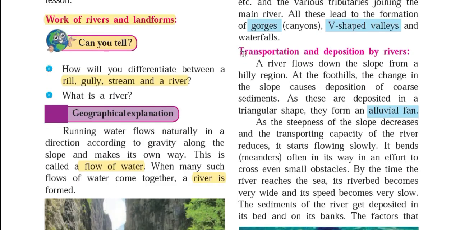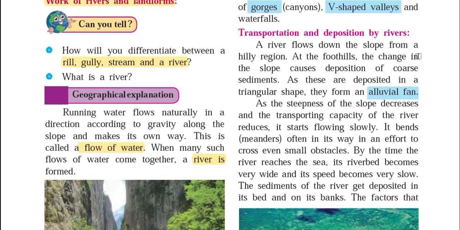Okay, then the transportation and deposition by the rivers. So how does a river do this particular work, transportational work and depositional work? Let's see. A river flows down the slope from the hilly region. At the foothills, the change in slope causes deposition of coarse sediment. What do you mean by coarse sediment? It is somewhat bigger size sediments.